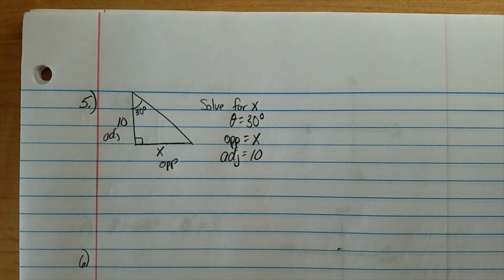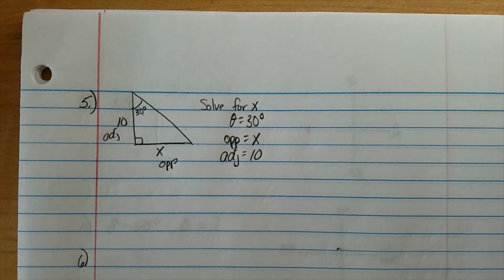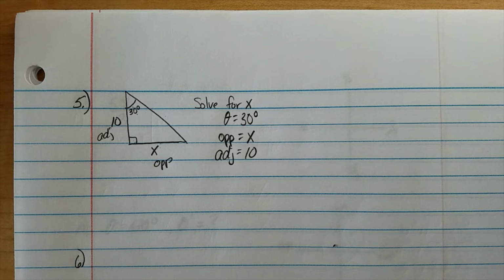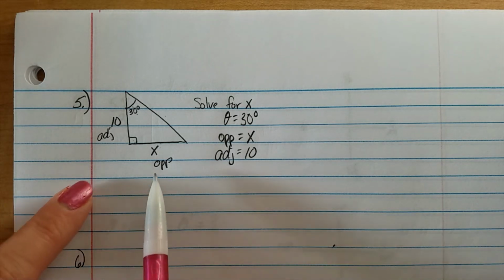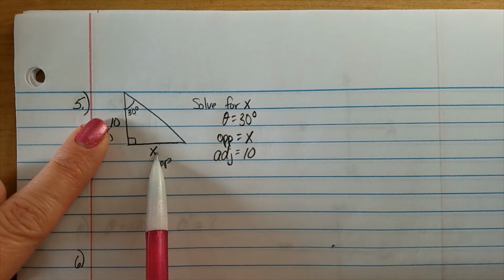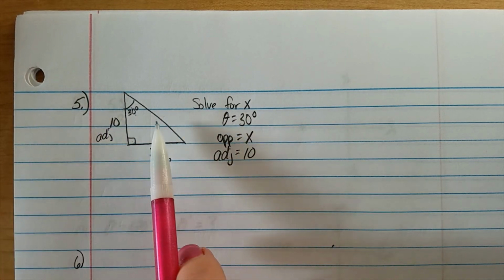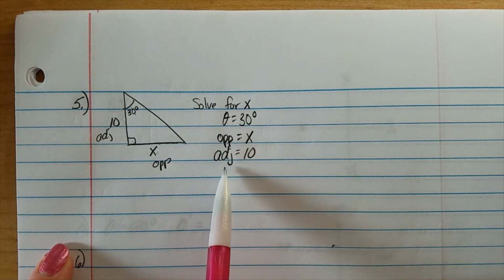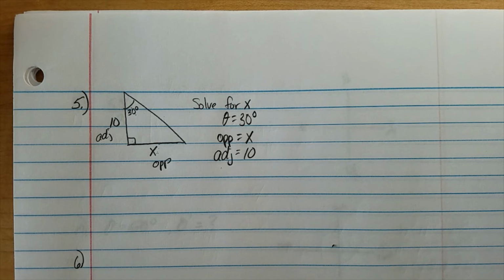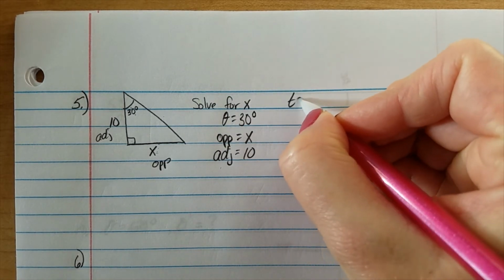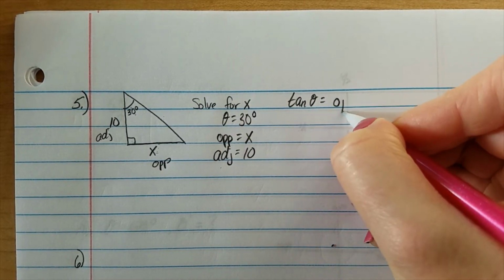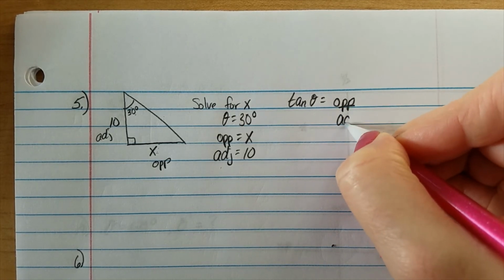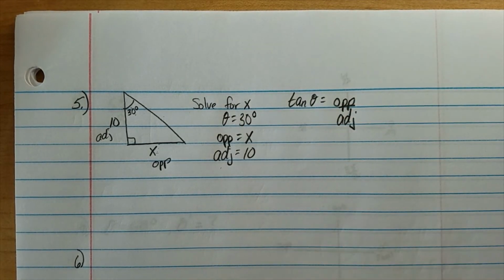Okay, what trig ratio uses opposite and adjacent? Well, that would be tangent. So that's the trig ratio we are going to use. It is not the trig ratio we would use all the time. You need to identify what values you have. If you had opposite and a hypotenuse, you'd be using sine. But for this one, we have opposite and adjacent. We're going to use tangent. And remember, tangent of theta equals opposite over adjacent.